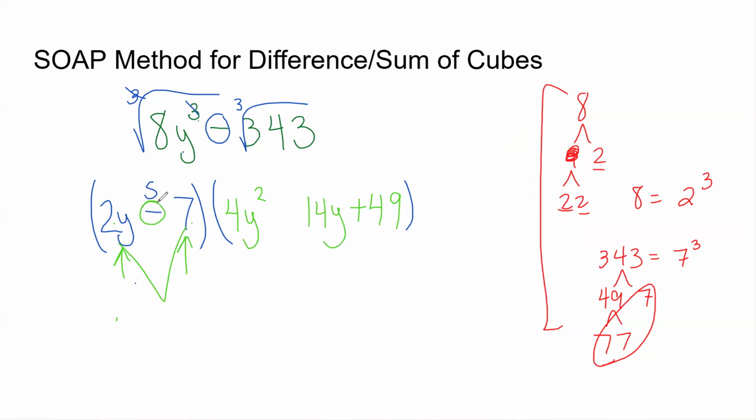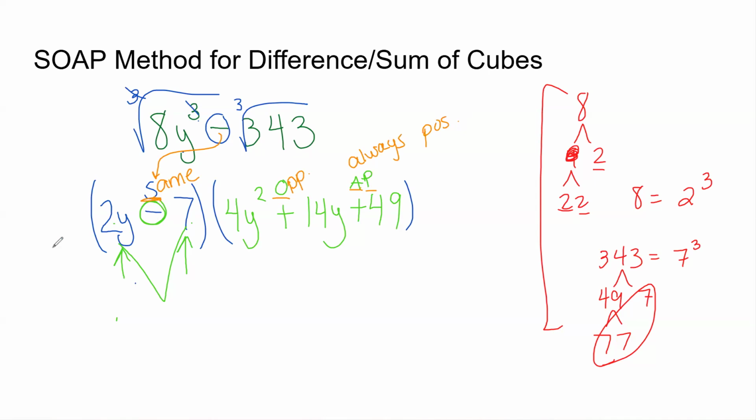And see how this sign was minus? You're going to do the opposite sign, and this one's always positive. And you can see why it's called SOAP. I don't think I said that before. SOAP. Keep this the same. The middle one here is the opposite of what you did first, and this back one is always positive. And that's difference of squares.